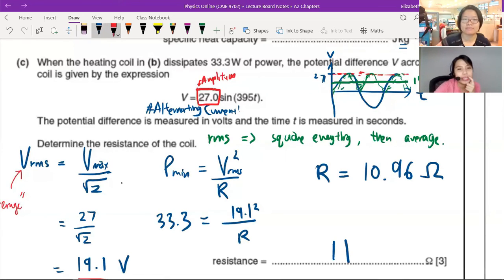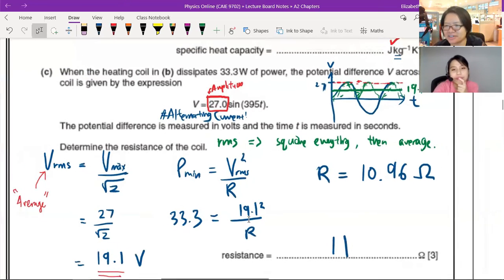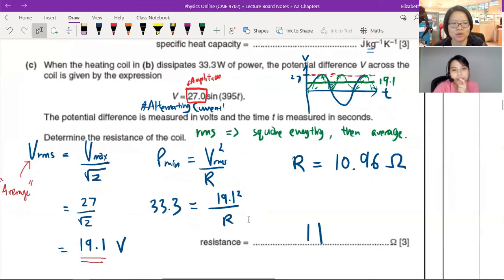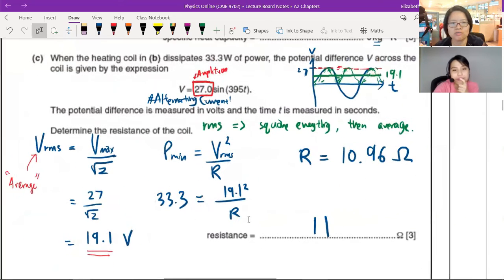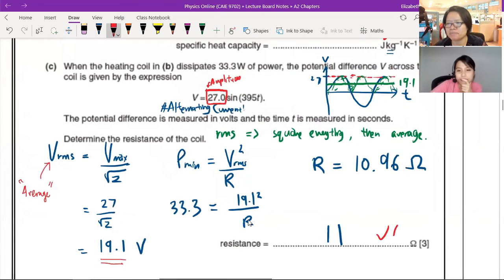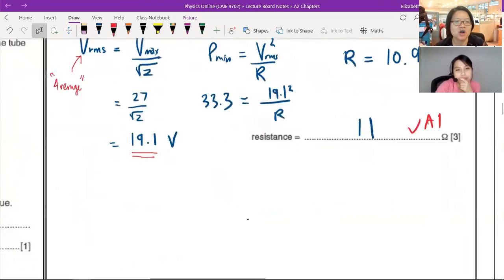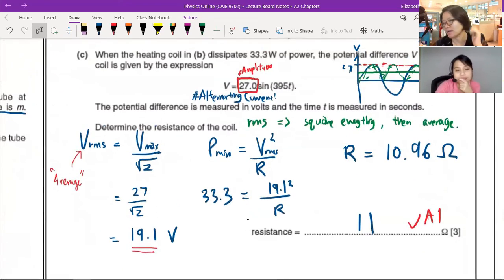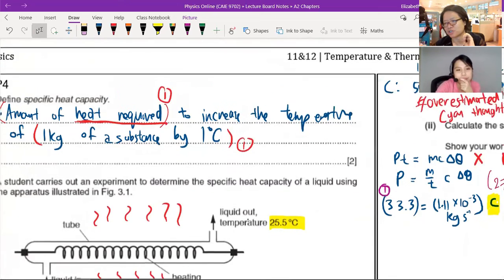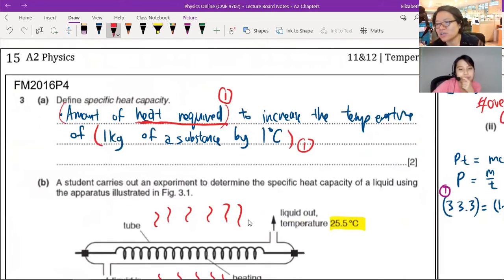3 marks, where do the 3 marks come from, or miss? Okay, let us rewind back, and we allocate all the marks. So for A, thermal energy required for 1 kg is 1 mark. Raise the temperature of 1 kg is 1 mark. 1 degree Celsius is 1 mark.